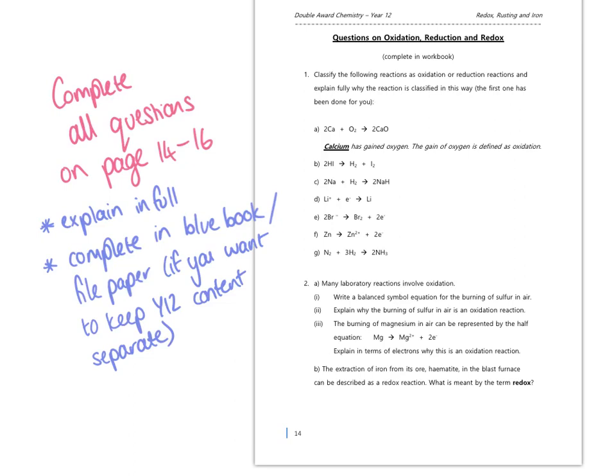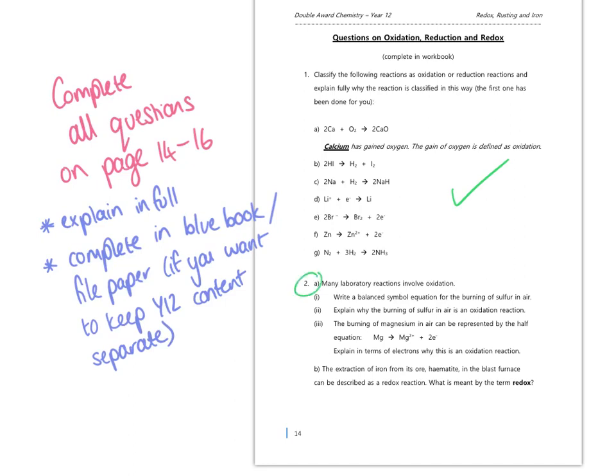What I'd like you to do now is complete the questions on page 14 to 16 of this booklet. Completing all questions, there are 6 in total. I'd like you to do all your explanations in full, so no short explanations. And you can complete these in your blue book, or you can complete them on file paper if you want to keep your Year 12 content separate. Just a quick reminder, you have already done question 1, so that should be already done, so just continue on from question 2.